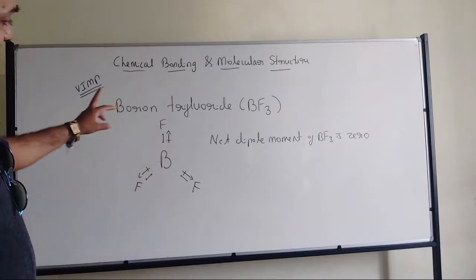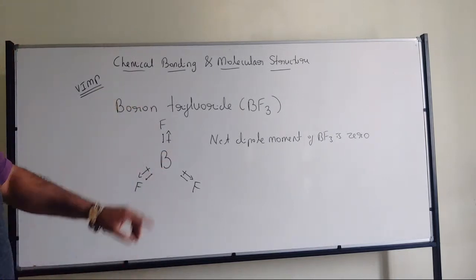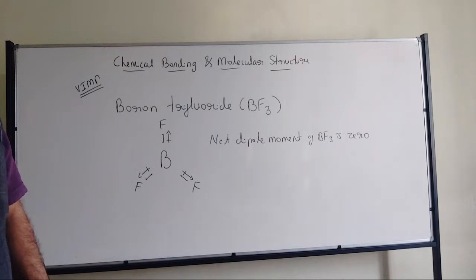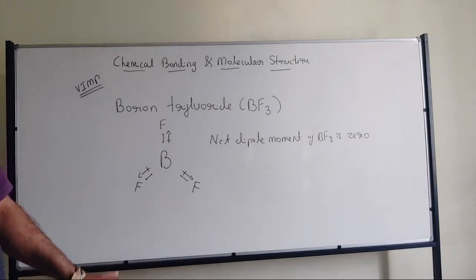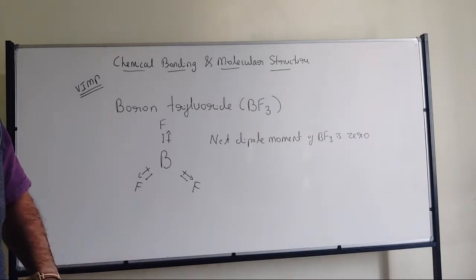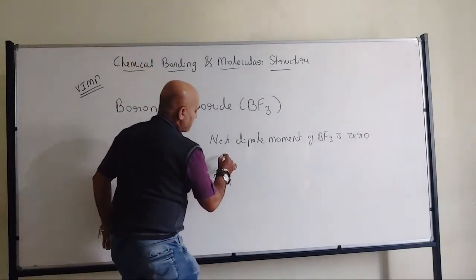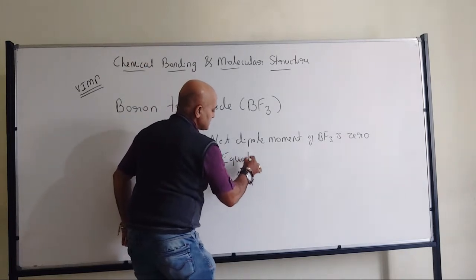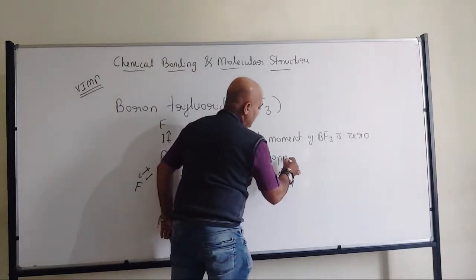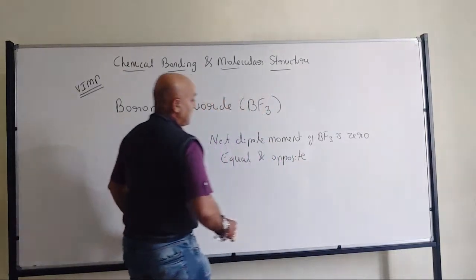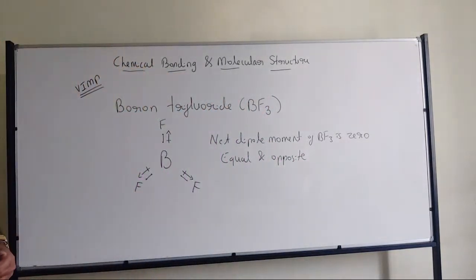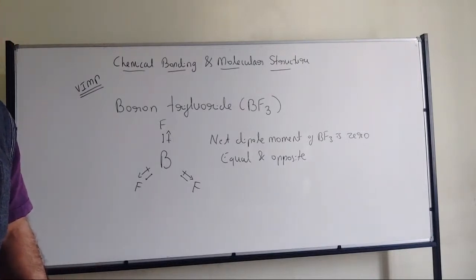I have to consider all the 3. So therefore, net dipole moment is 0. Why is net dipole moment 0? Because all the bonds are equal and opposite, because they are present at each of the three corners. So since their dipole moments are equal and opposite, net dipole moment will become 0, because boron trifluoride has a trigonal planar structure.